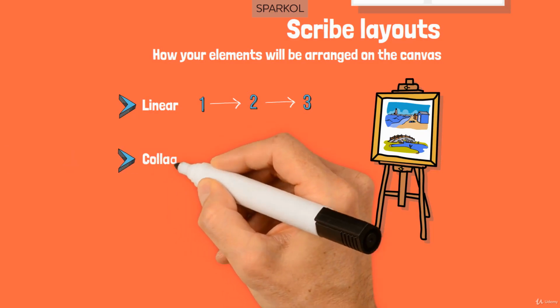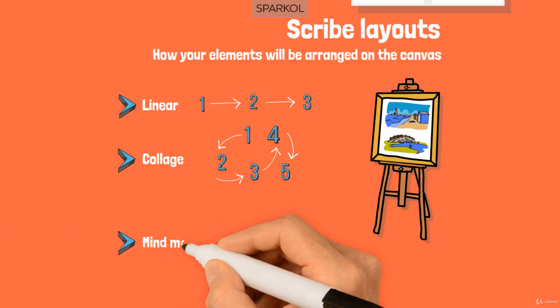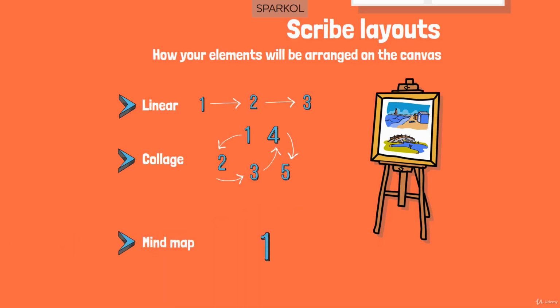Next is the collage. This is similar to the linear layout, but here your elements are arranged into an interesting pattern. Again, just like you might draw on a regular whiteboard. Here the camera will move around the canvas to follow your pattern. A variation on this is the mind map, where you have a central principal element with elements representing each of the related points positioned around the edge.